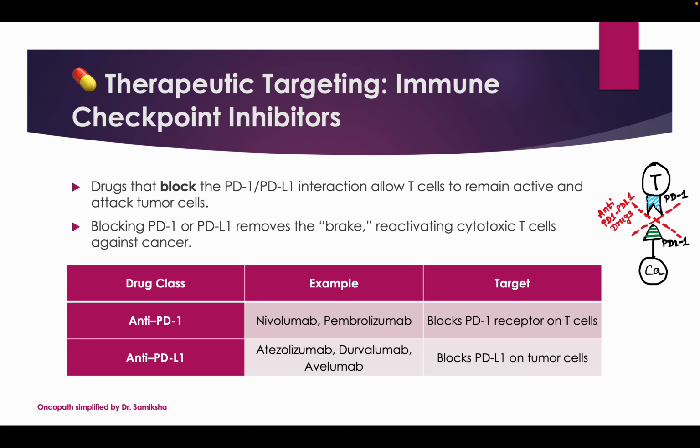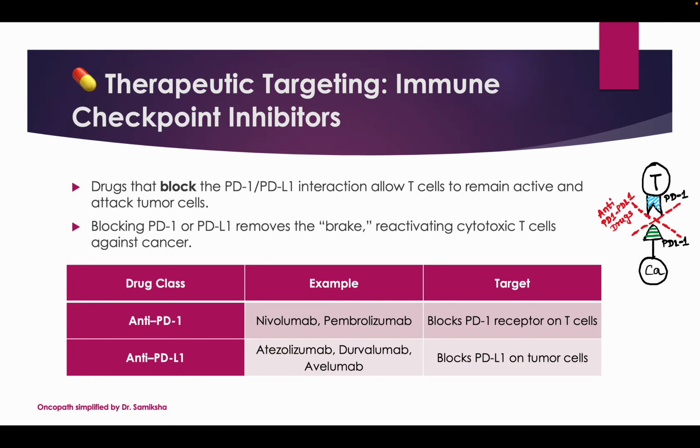But the good news is we also have checkpoint inhibitor drugs which can actually cut this brake line, and that will allow the T cells to attack again. So what do these drugs do? They will block the PD-1, PD-L1 interaction and they will ultimately allow the T cells to remain active and attack tumor cells. Now herein we have two classes of drugs.